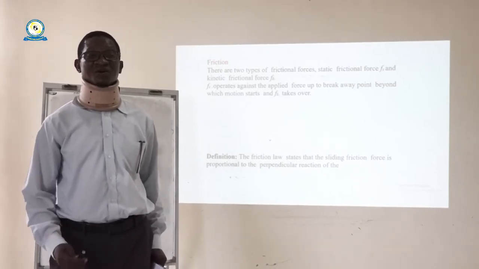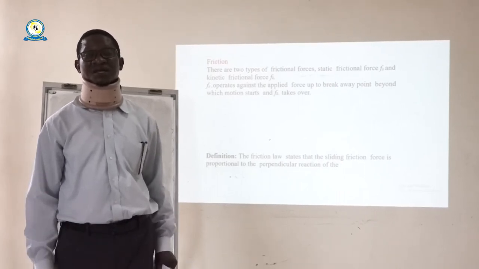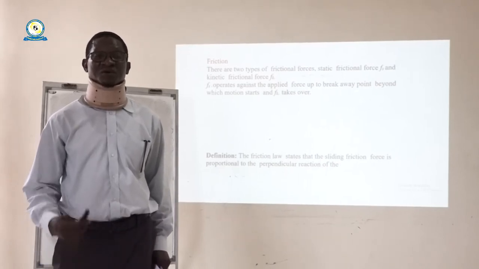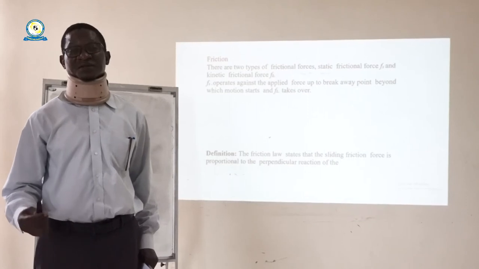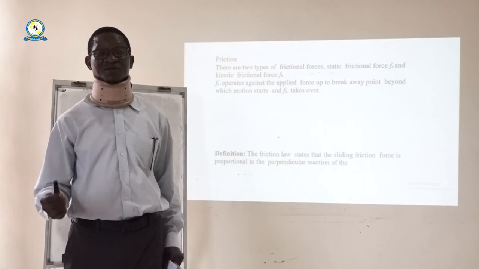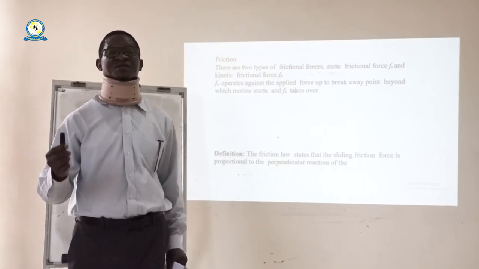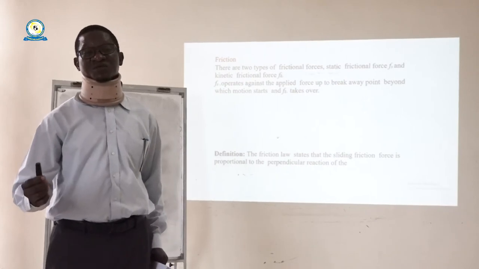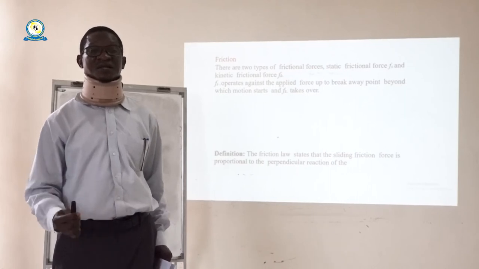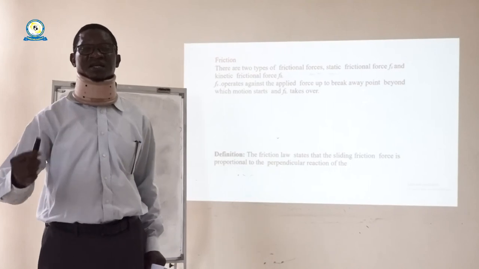When a car or a body is stationary, let's say at rest, there will be a static friction, because the status of the body there is static, it's not moving. What makes that body stationary is a static friction. When it moves, it means kinetic friction.